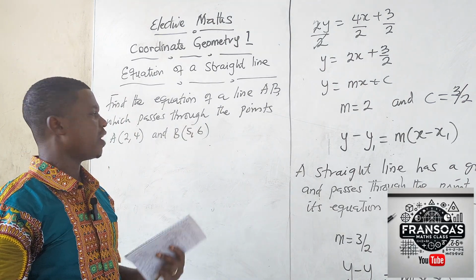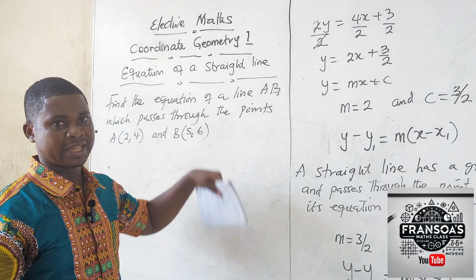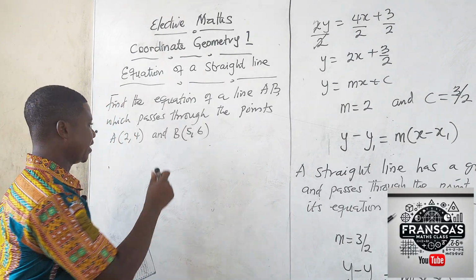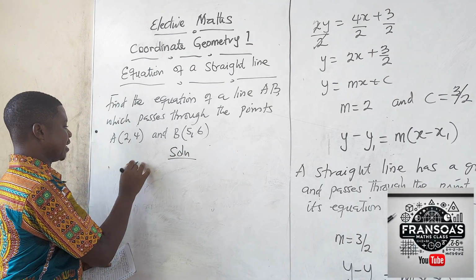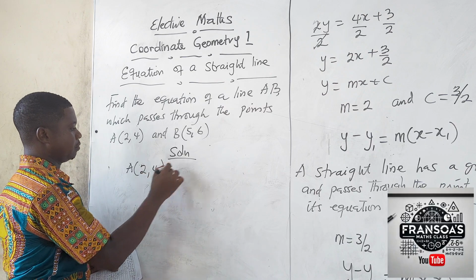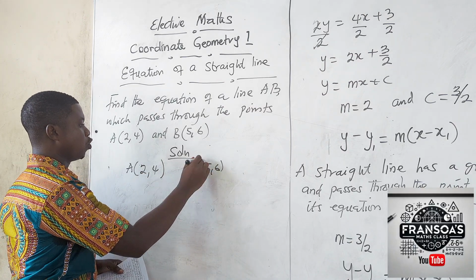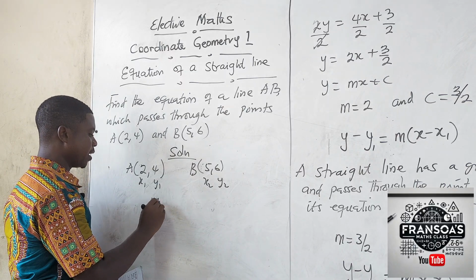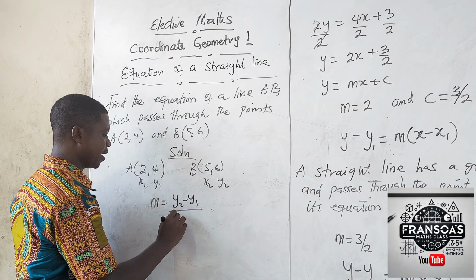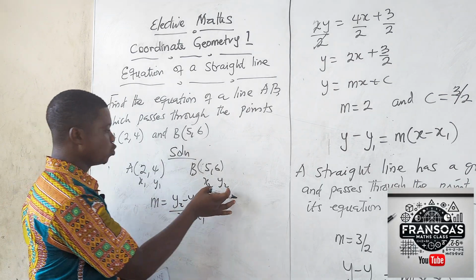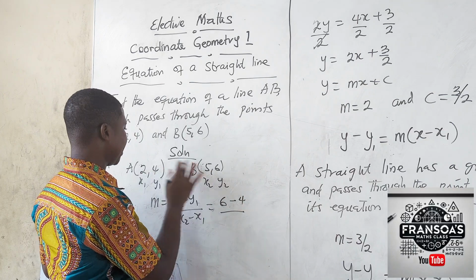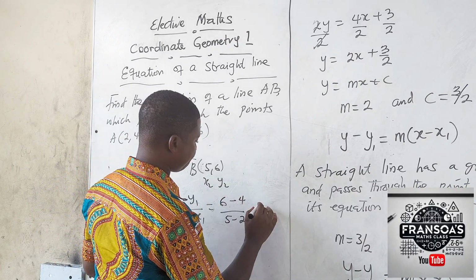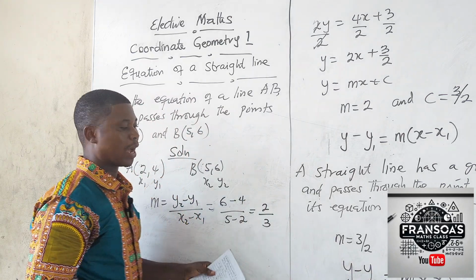And since we've been given 2 points, we have to use these 2 points to find our gradient. And after finding the gradient, we can use any of the points and the gradient to find the equation of the line. So first, we have to find our gradient. So this is our x1, this is our y1, x2, y2. And we know that our gradient m is equal to change in y, that's y2 minus y1 over x2 minus x1. So our y2 is 6 minus 4 over x2 is 5 minus x1, 2. And this will give us 2 on 3. So our gradient is 2 on 3.